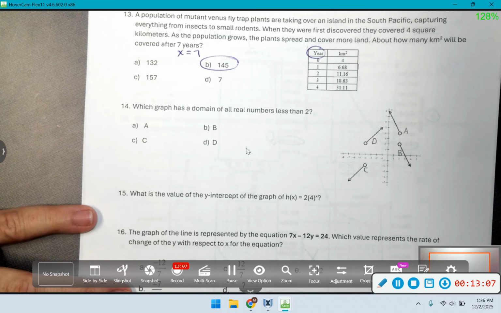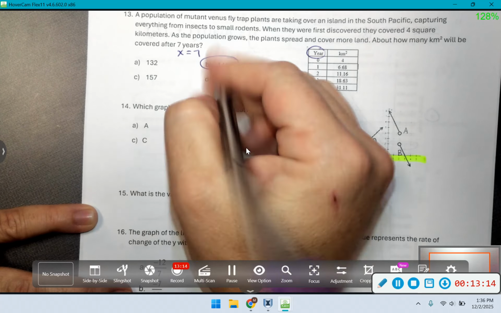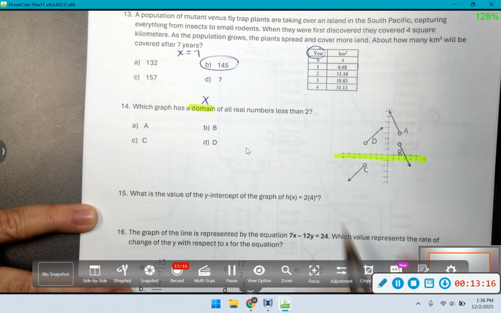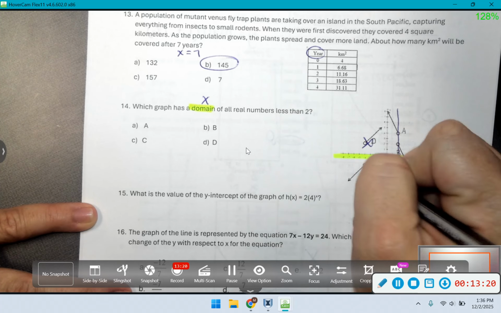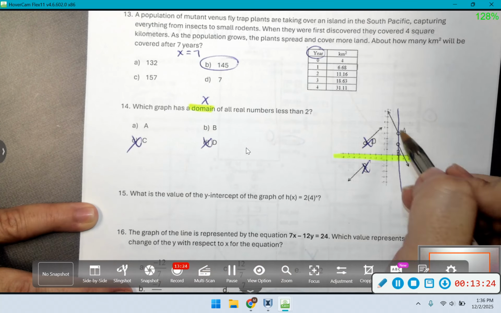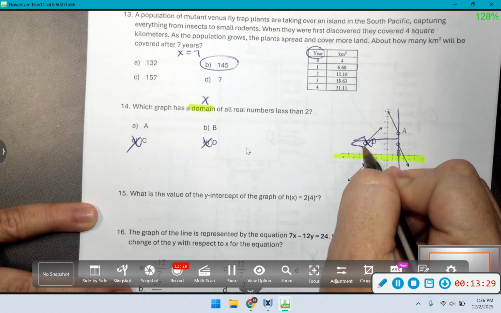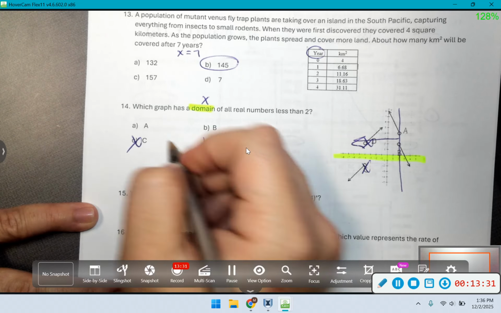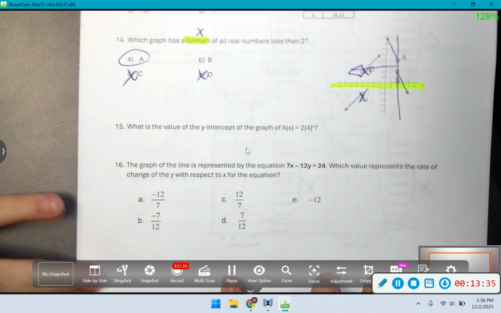Here, this one says which graph has a domain of all real numbers less than 2. Well, domain is my x values, so I'm only looking at x. Well, it says all real numbers less than 2, so I know that my boundary is 2. So I know D and C are wrong, okay, because those don't touch x is 2. Okay, and less than numbers for x are to the left, and the only arrow that goes that direction is A.